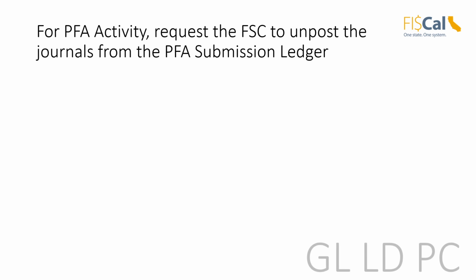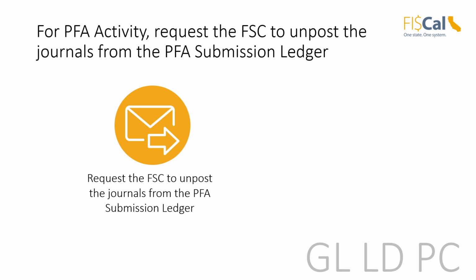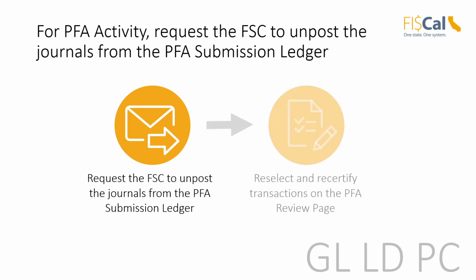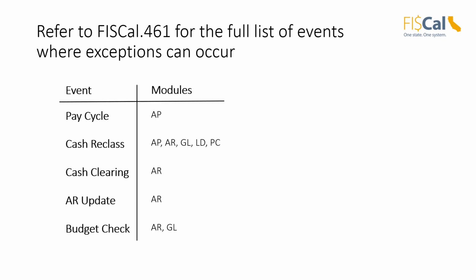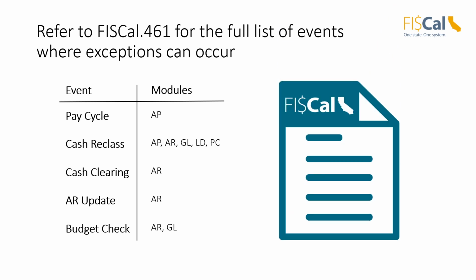If an exception occurs in cash reclass for PFA activity, request the FSC to unpost journals from the PFA submission ledger. The PFA review page will make the transactions available to reselect and recertify. For all other events and processes where the CVAC budget check can raise exceptions, follow the related instructions outlined in Fiscal 461.